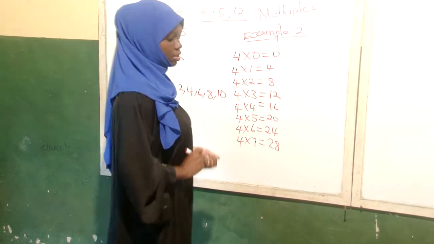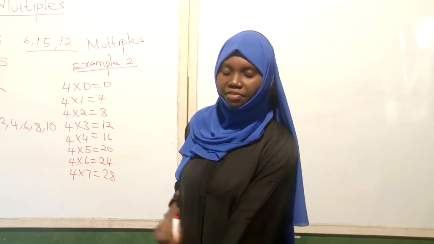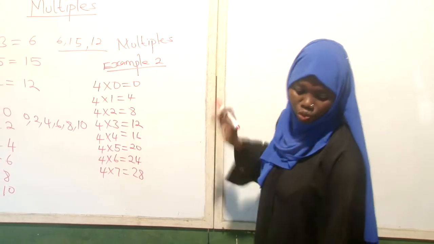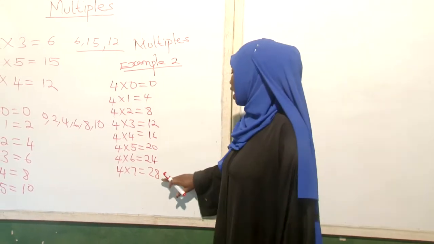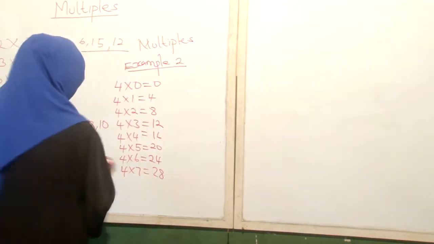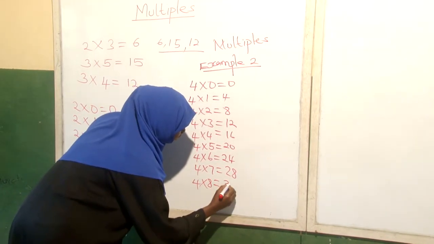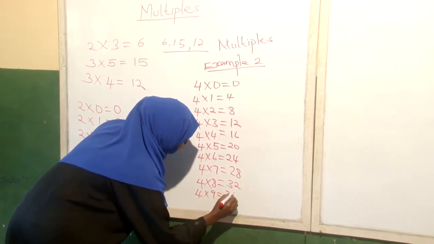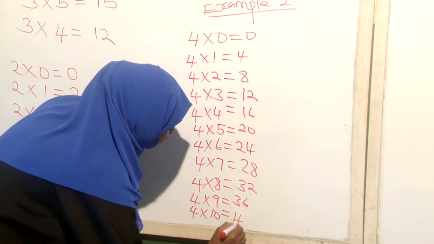Before we continue, let us go back to our question, which states the next 3 multiples of 4 after 28. So we are at 28. So the question wants us to give out the next 3 multiples after 28. So meaning, if we are here at 28, we'll go 3 more steps. That will be 4 times 8, which will give us 32. 4 times 9, which will give us 36. 4 times 10, which will give us 40.